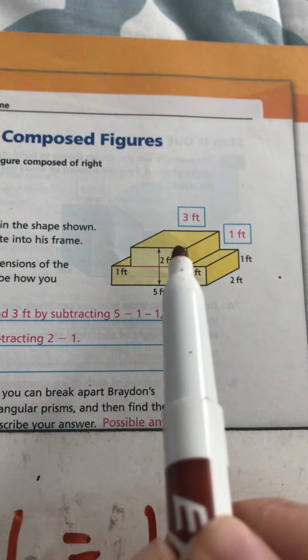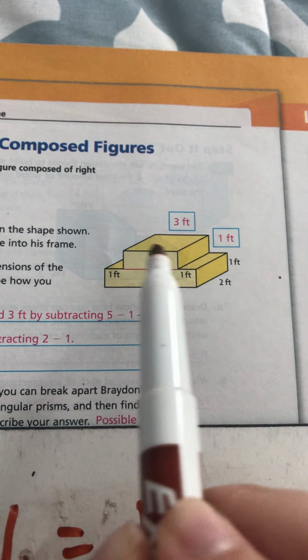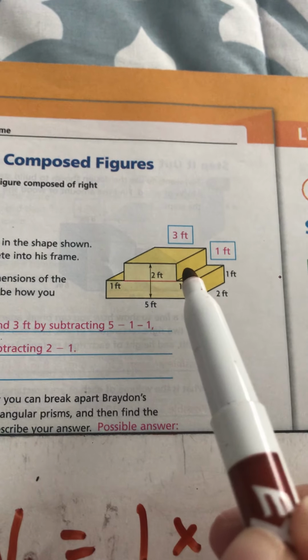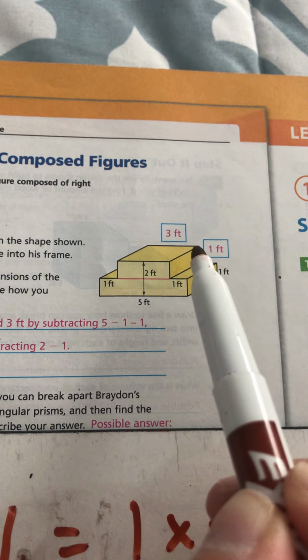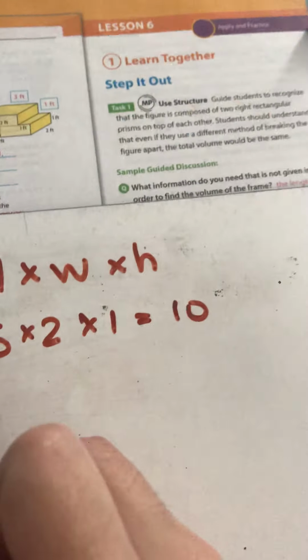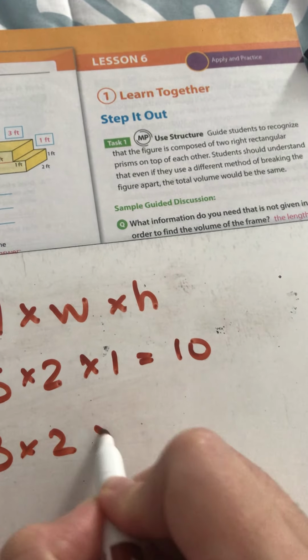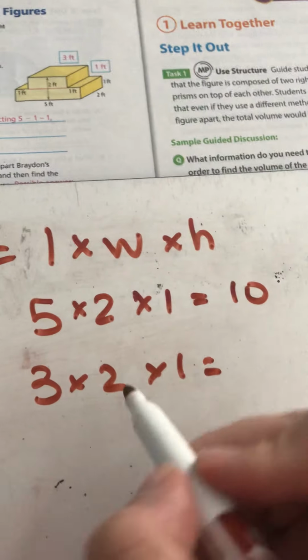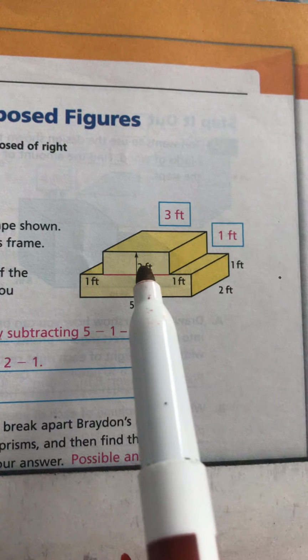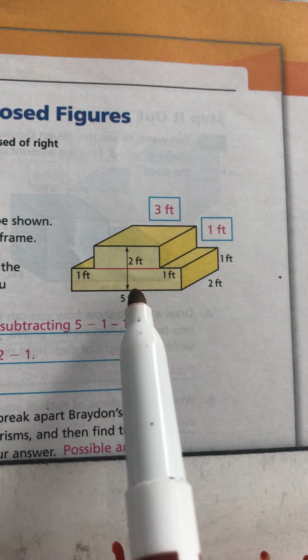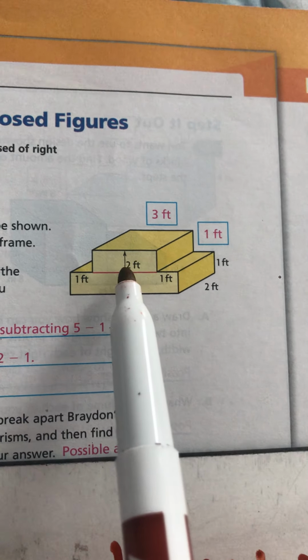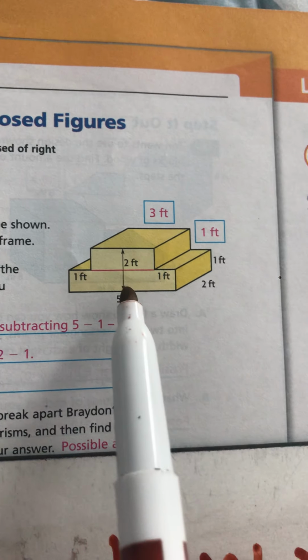So it's 3, 2, and 1. 3 times 2 is 6. 6 times 1 is 6. And you're probably asking yourself, what's this 2, Miss Marks? This 2 is the height of both of them. So this was 1 plus 1 is 2. The height of both of them together is 2. That's where the 2 is from, just in case you were wondering.